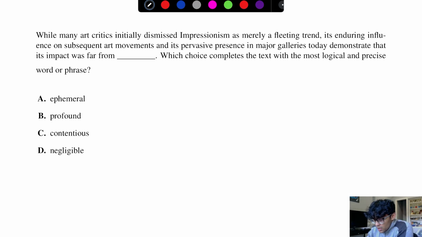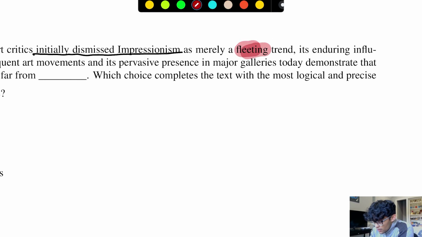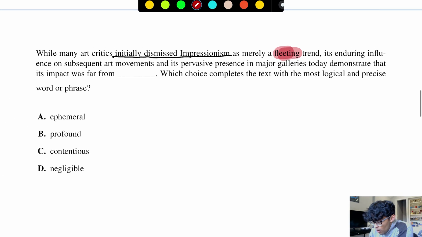Okay, question number three. While many art critics initially dismissed Impressionism as a merely fleeting trend, its enduring influence on subsequent art movements and its pervasive presence in major galleries today demonstrate that its impact was far from blank. Okay, so these art critics initially dismissed Impressionism as a fleeting trend. Fleeting is probably a very important word here. However, its enduring influence on subsequent art movements, so enduring influence, and its pervasive presence in major art galleries today demonstrate that its impact was far from blank.